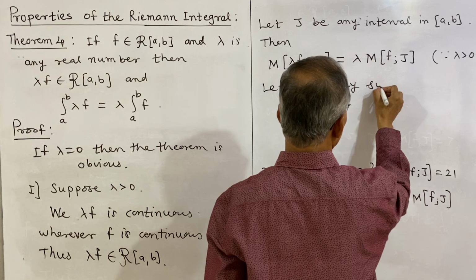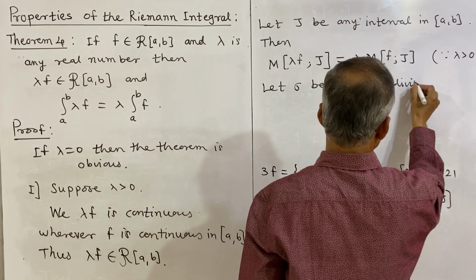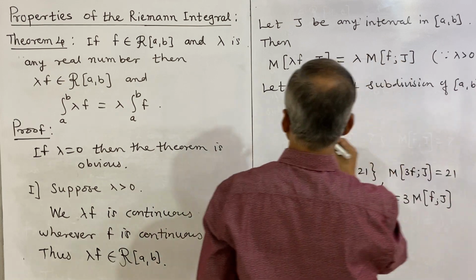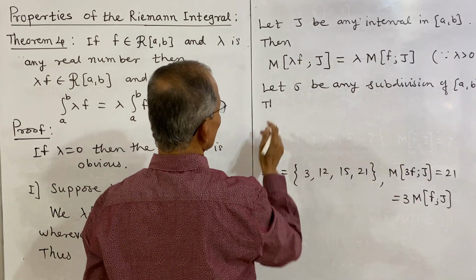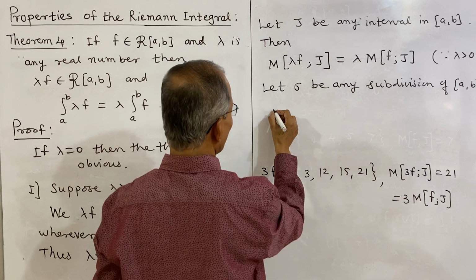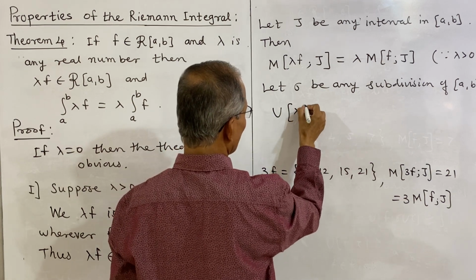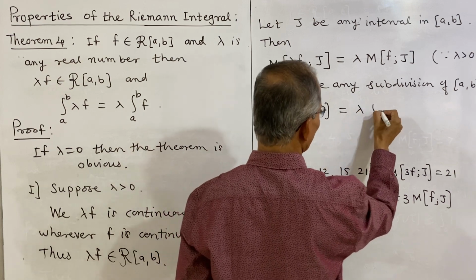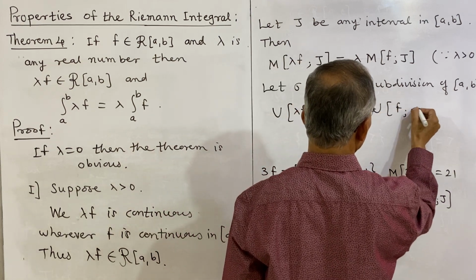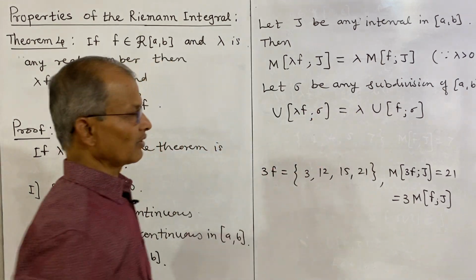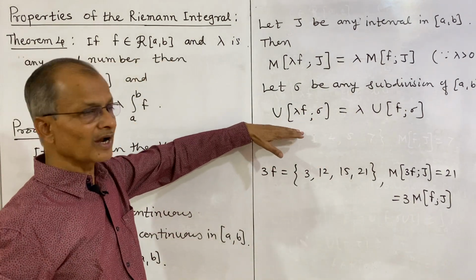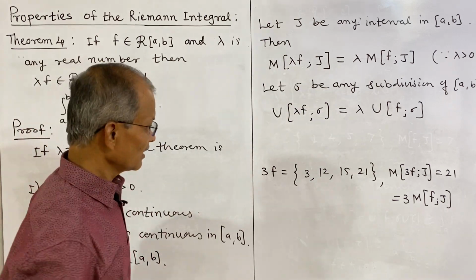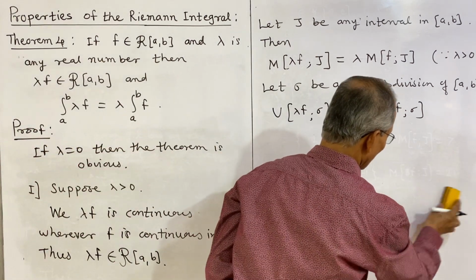Any subdivision of the interval a b, then the upper sum of lambda f on sigma will be equal to lambda times the upper sum of f on sigma. By this result it follows, because we have defined the upper sum in terms of the maximum value multiplied by the length of the interval, the sum of these products.